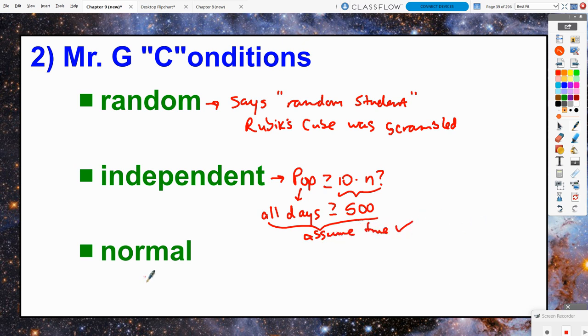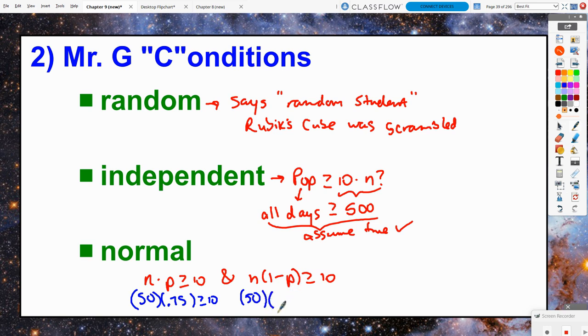And then for the normal condition, is n times p greater than or equal to 10? And is n times 1 minus p greater than or equal to 10? Well, remember n was 50, and p, which was our claimed population proportion, was 75%. So really what we're stating is, out of 50 days, if 75% is really the truth here, out of those 50 days, how many successes would we expect to see?